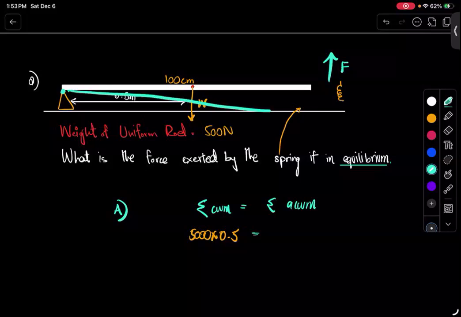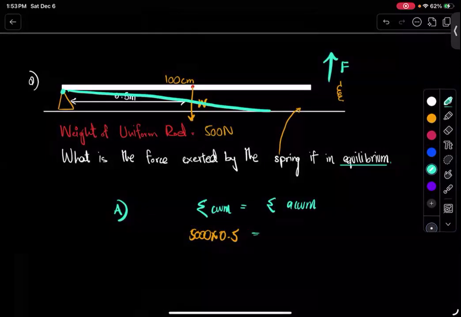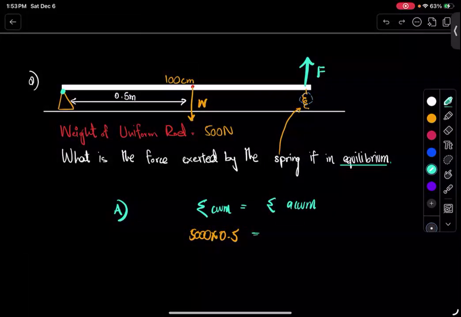But it was the spring that was holding it up. So that means the spring must have been providing an upwards force. So that must mean it's going to be F into 1, right? So that means 500 into 0.5 is the answer. So 250 newtons is the answer. That's it. 250 newtons is the answer, which is equal to F.